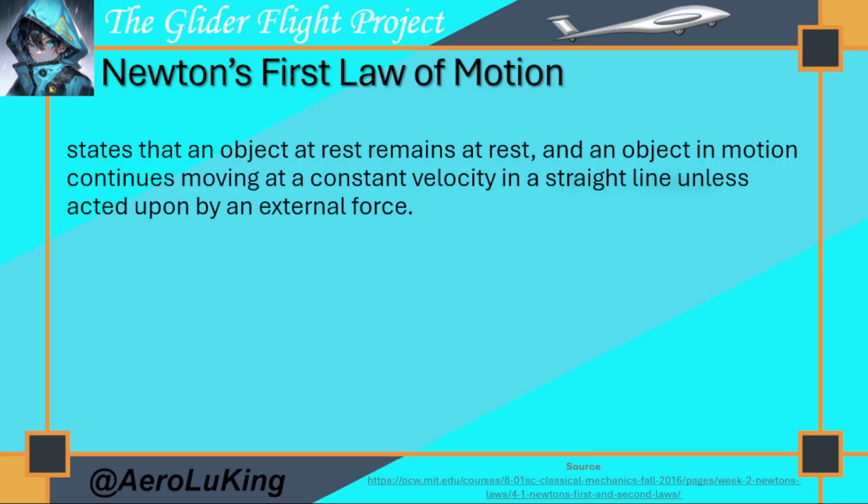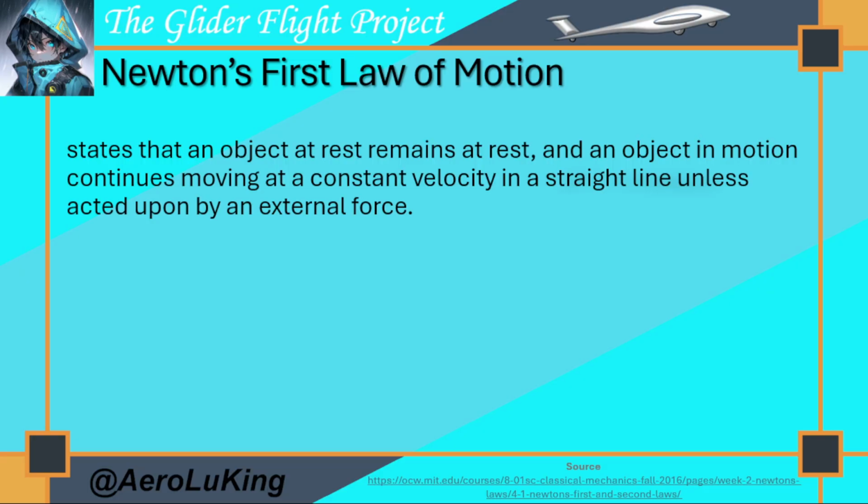So, what is Newton's first law of motion? Newton's first law of motion states that an object at rest remains at rest, and an object in motion continues moving at a constant velocity in a straight line unless acted on by an external force.